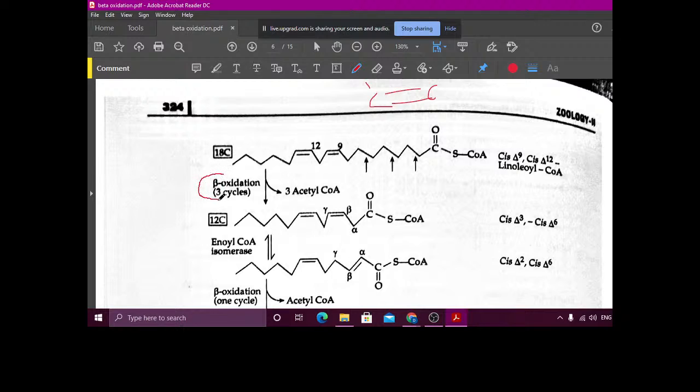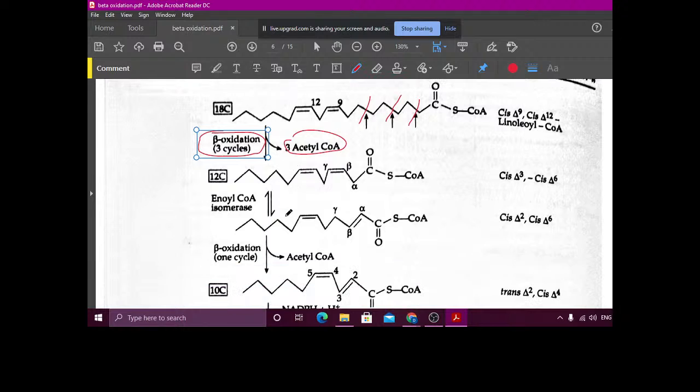Now 3 beta oxidation cycles take place, which means 3 acetyl coenzyme A come out. The first beta oxidation here, next is here, next is here. So 3 cycles take place. Then let's see how many carbons remain: 1, 2, 3, 4, 5, 6, 7, 8, 9, 10, 11, 12. Why 12? Because 1 acetyl coenzyme A has 2 carbons, so 3 acetyl coenzyme A is equivalent to 6 carbons removed. 18 minus 6 is 12.